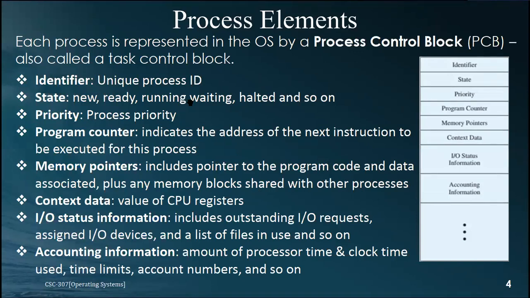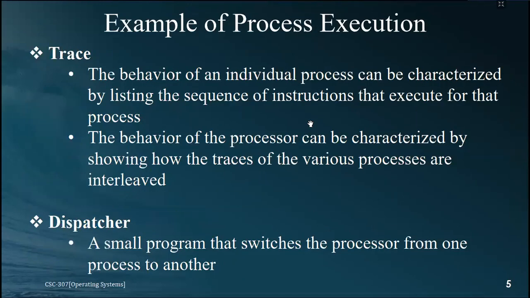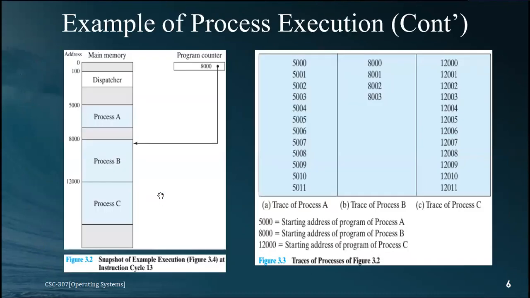Then we have seen what a trace is, what the importance of a trace is, and what a dispatcher is. There was an example that we discussed in the last class. Given that you are running 3 programs on the computer at the same time, what role does the trace play and what role does the dispatcher play? Let's assume there are 3 processes: process A, process B, and process C. What the trace does is keep track of how far a process has been completed.